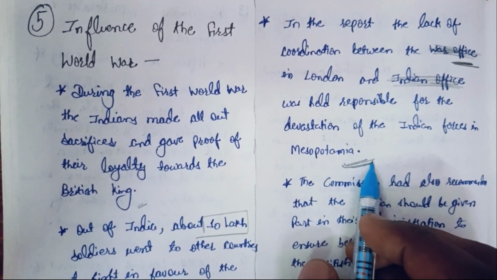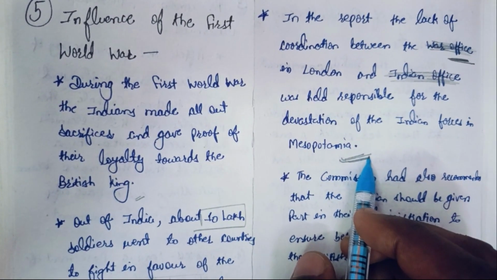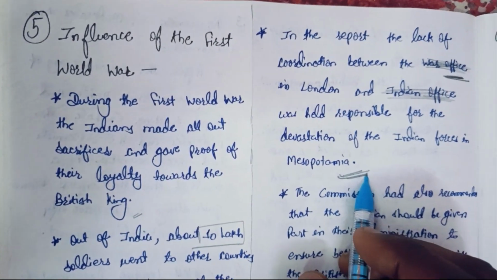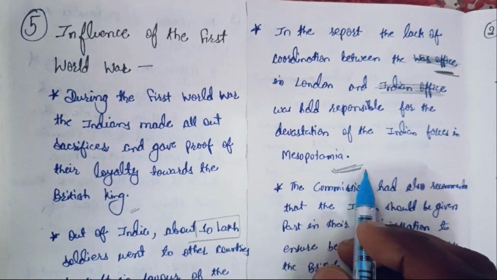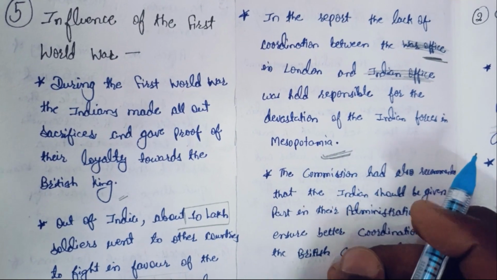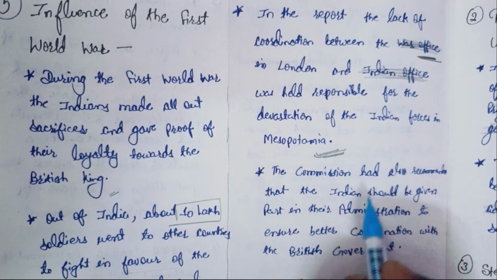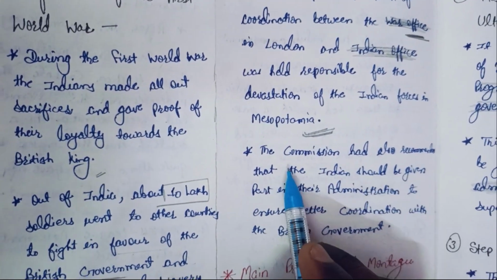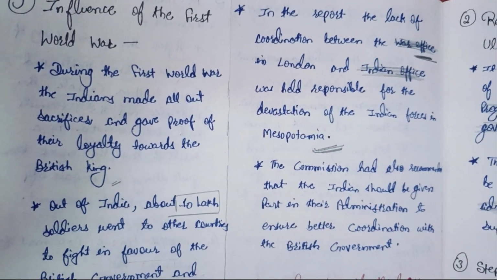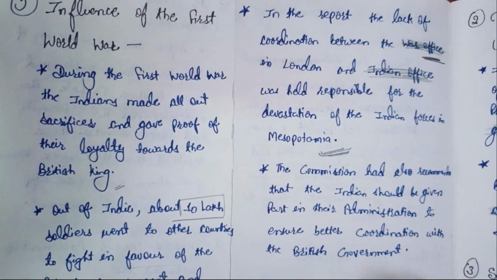To control certain revolutions in Mesopotamia, the British government went there with some of the Indian soldiers, but due to poor coordination between the War Office and the Indian Office, it led to the defeat of the Indian forces and surrender. So this Mesopotamia model proved to be another concrete step for the giving of the 1917 Montague Declaration.